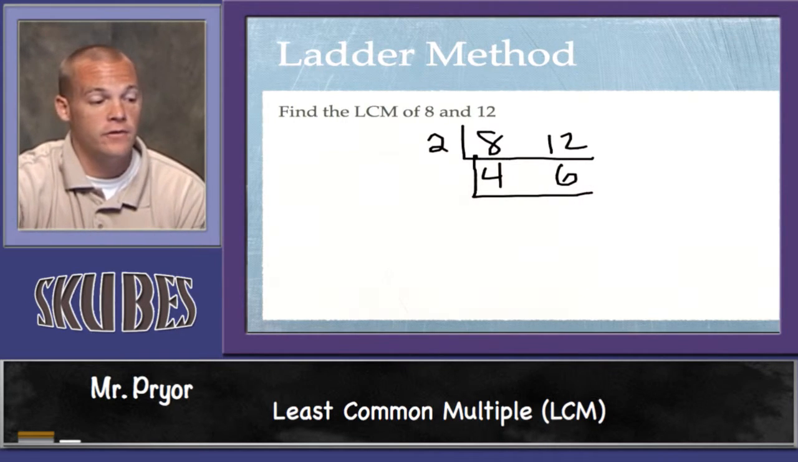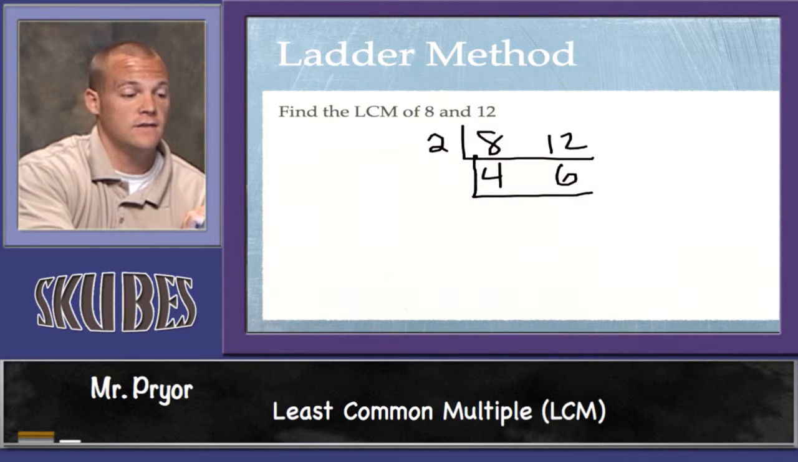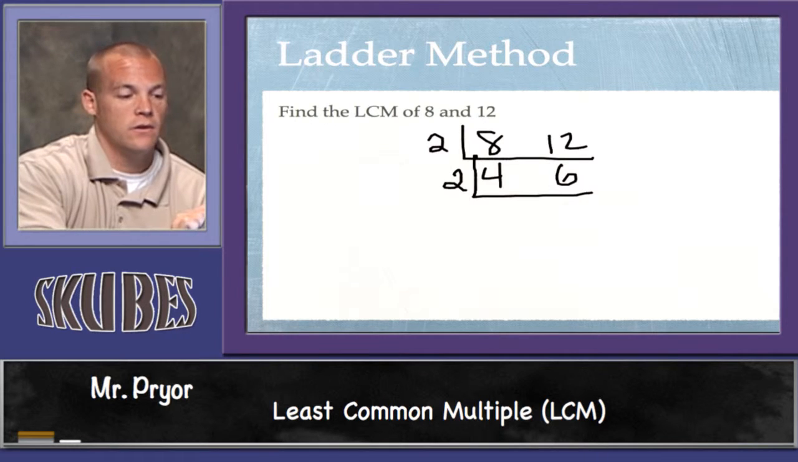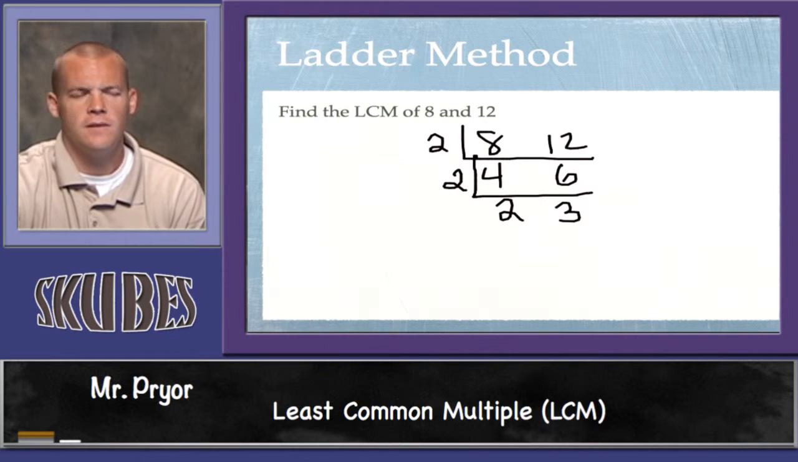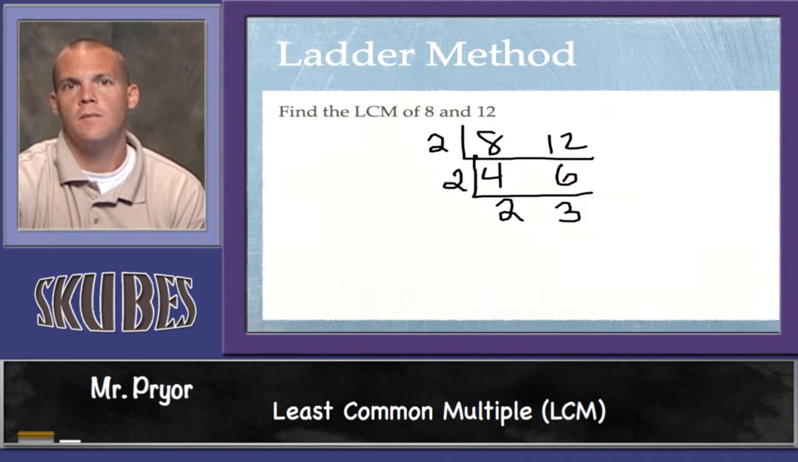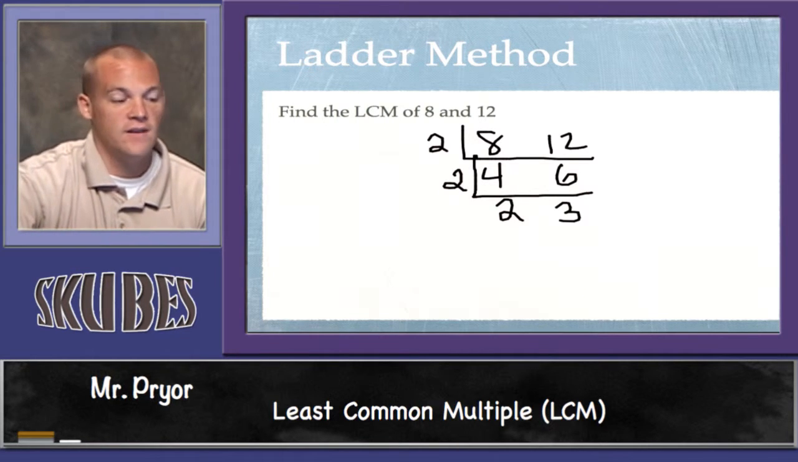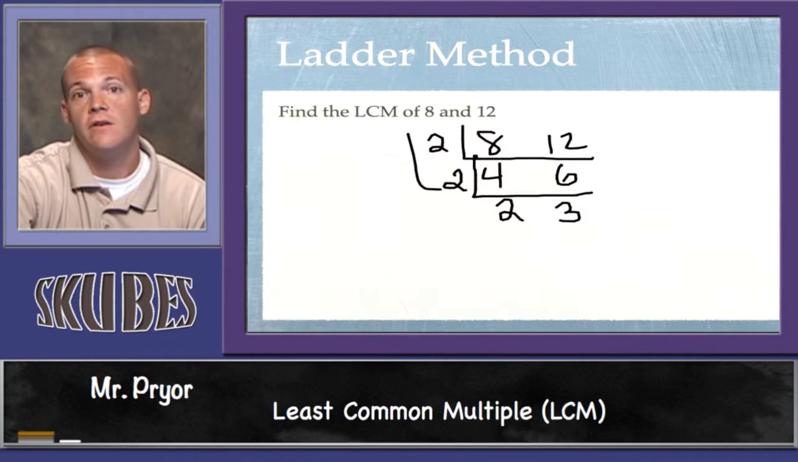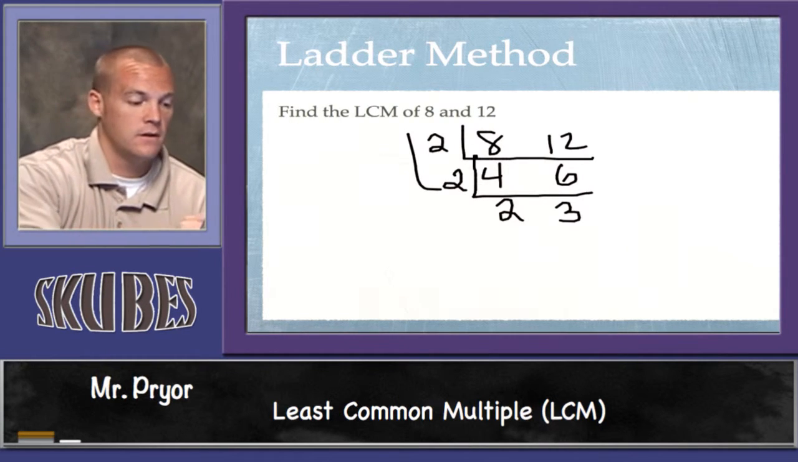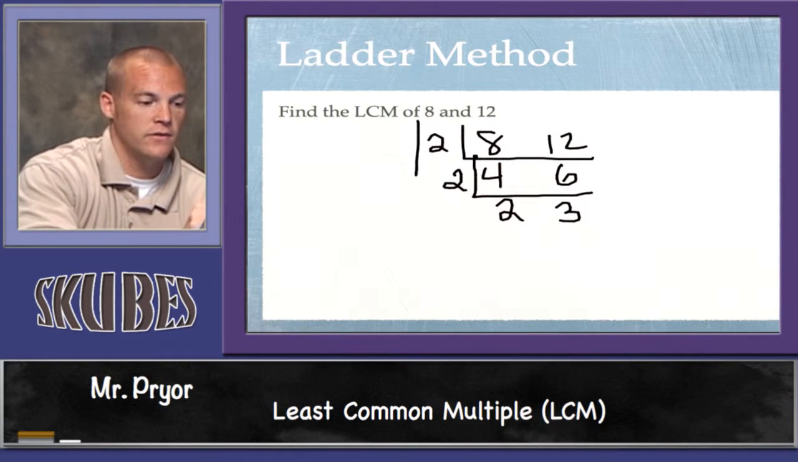Now we're looking for a number that goes into 4 and 6. And that, again, is going to be 2. So 2 goes into 4 2 times, and into 6 3 times. And if you watched the greatest common factor video, you're probably thinking, well, I thought we were trying to find least common multiple, not greatest common factor. Well, let me show you how you do that. Greatest common factor here would have been 4, because you just multiply those two numbers together to get your greatest common factor. However, to find least common multiple, we're going to use all of the numbers that are outside.